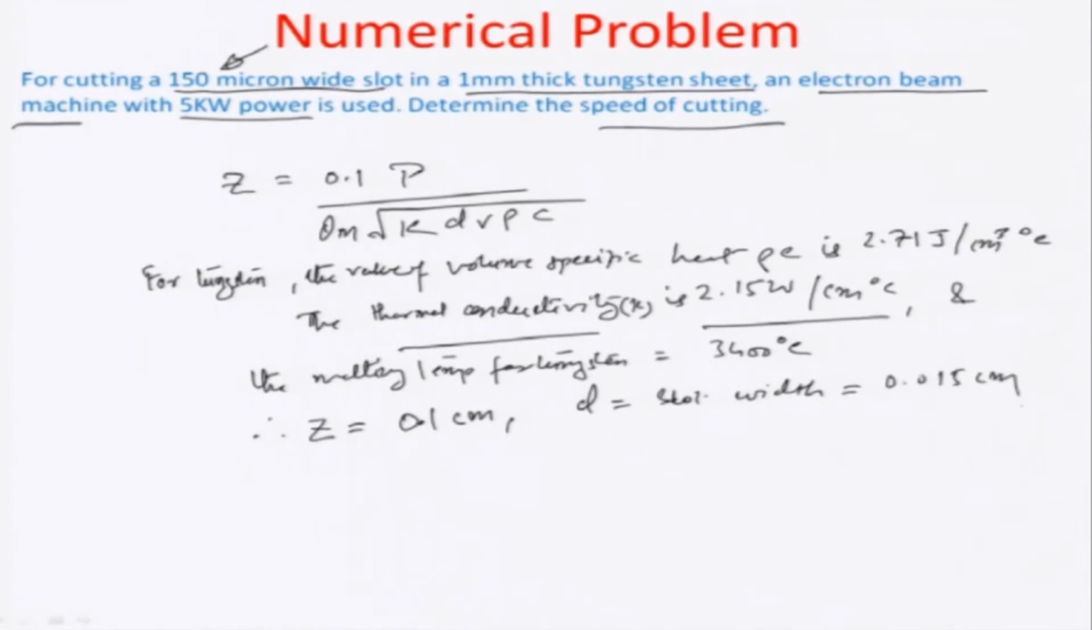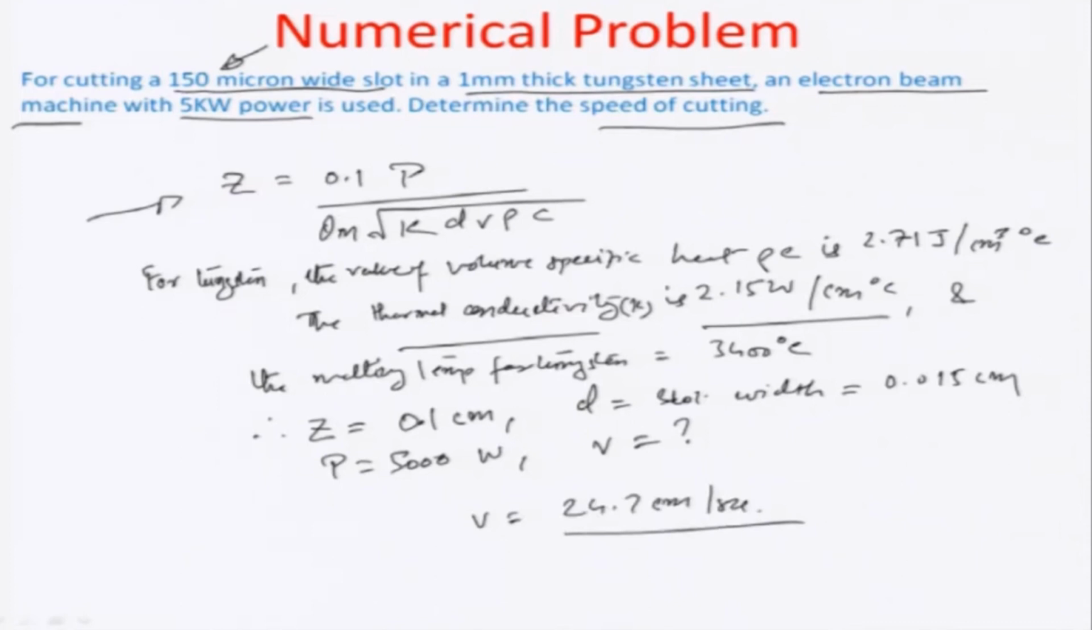0.015 centimeters. The beam power that is used is basically 5000 watts, and velocity has to be determined, the rastering velocity. It can be easily determined from this relationship here, and the velocity comes out to be equal to 24.7 centimeter per second. So, in order to cut a small slot of 150 microns in a 1 mm tungsten sheet, the amount of speed that is used for cutting the slot is about 24.7 centimeter per second.